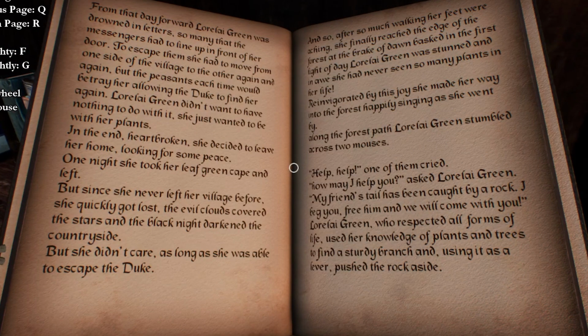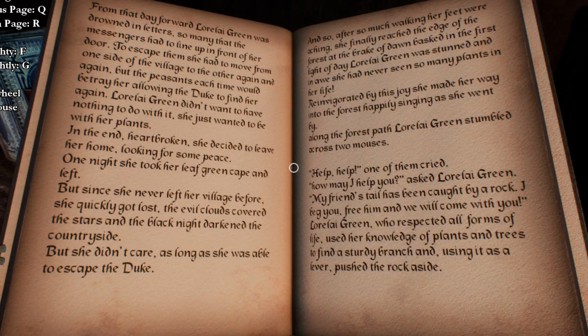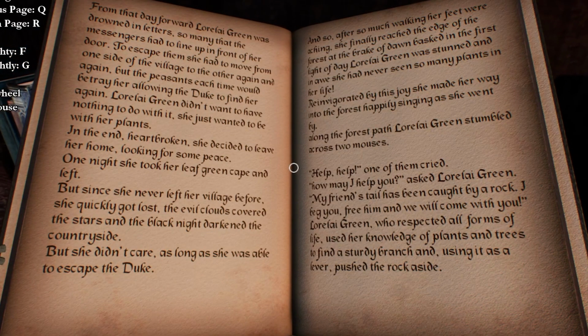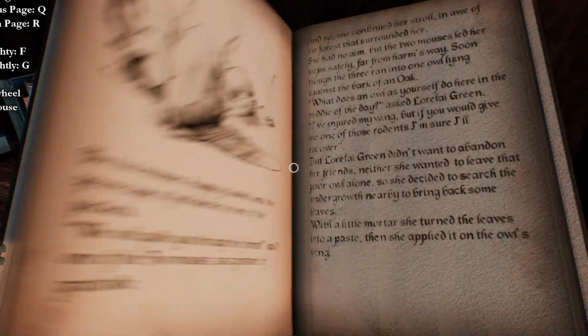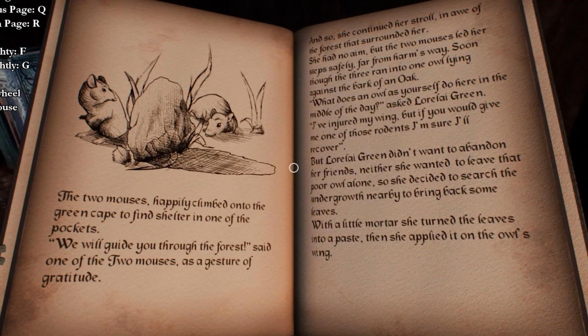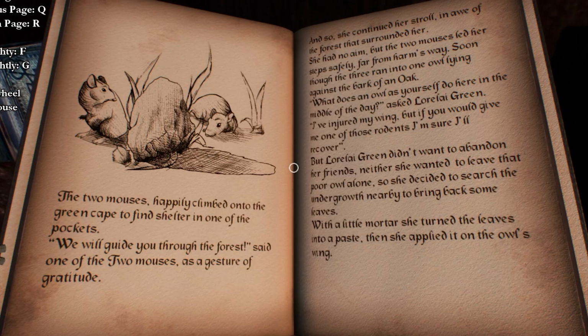Asked Lorelei Green. "My friend's tail has been caught by a rock. I beg you, free him, and we will come with you." Lorelei Green, who respected all forms of life, used her knowledge of plants and trees to find a sturdy branch, and using it as a lever, pushed the rock aside. The two mouses happily climbed onto the green cape to find shelter in one of the pockets.